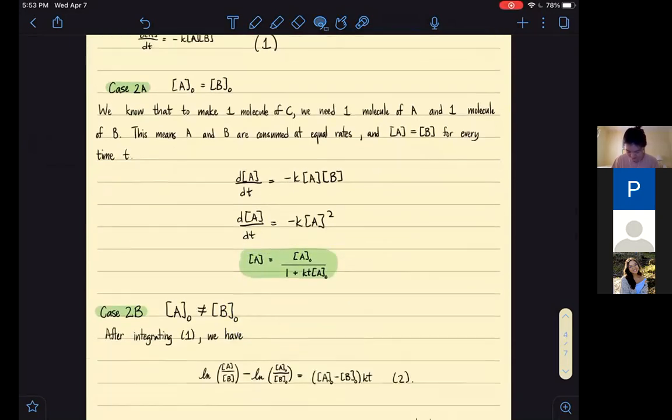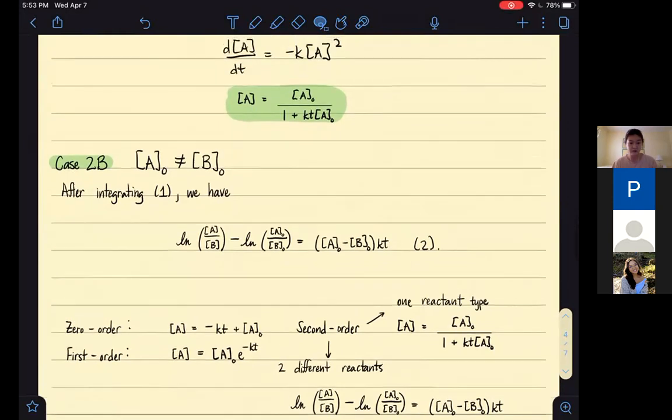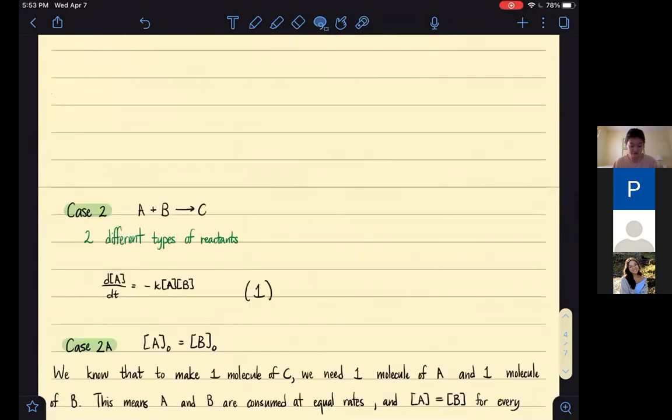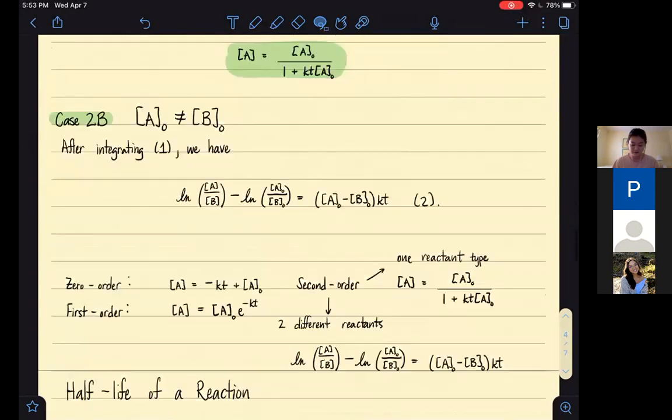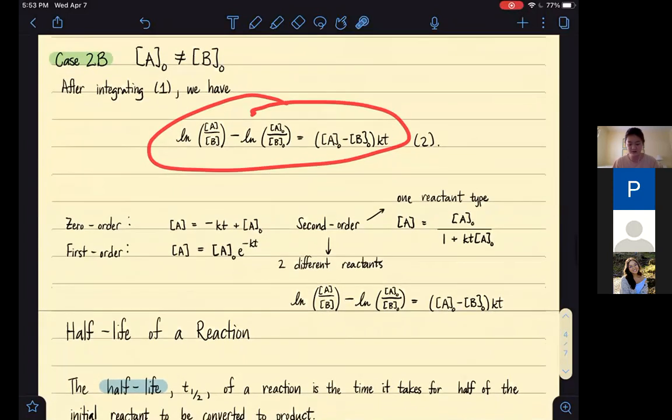Okay, yes. So in case 2b, I won't go into the details of this. There's a derivation in the book. But if the initial concentrations of the 2 reactants aren't the same, then you should do integration on this expression right here. And then you will get this expression over here. But it's not very important to know how to derive this.